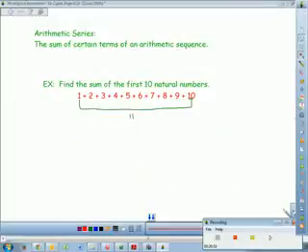So we skipped that other one, all you people in video land. We'll jump down to arithmetic series now.